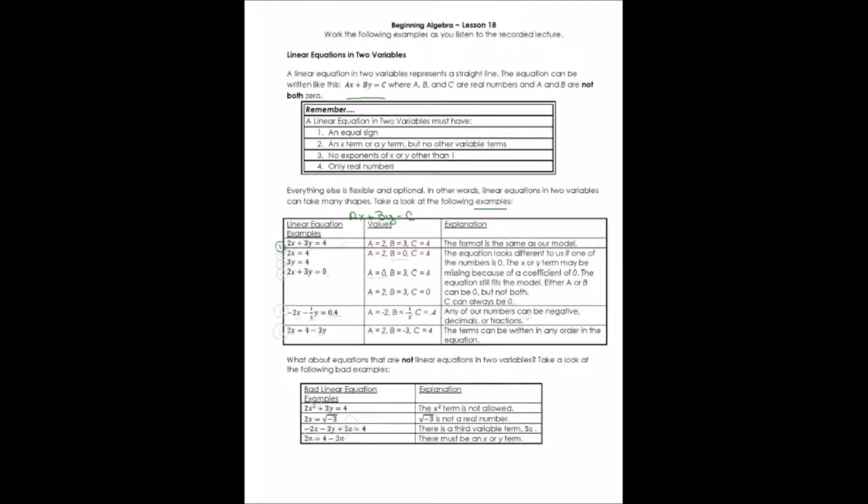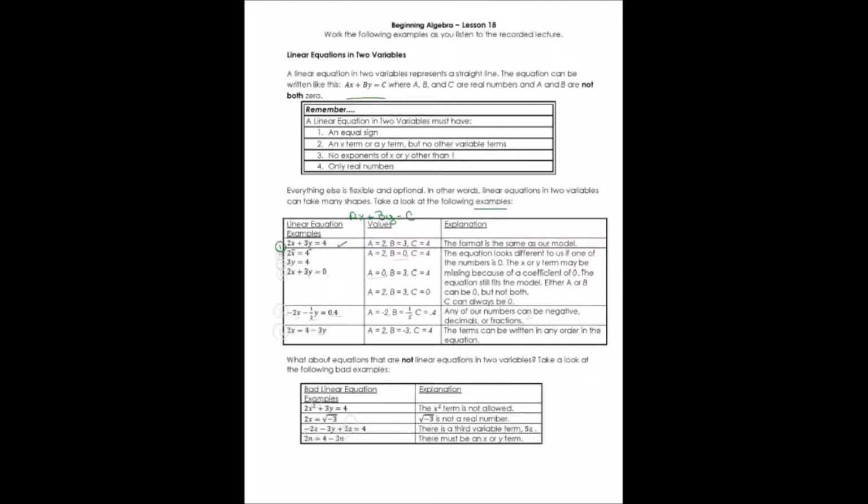Example number 1, 2x plus 3y equals 4. What I'm asking is, is this a linear equation in two variables? A would be equal to 2. It's the coefficient of the x term, so it's a 2. B is equal to 3. It's the coefficient of the y term. And C is equal to 4. It's the exact same format as our model. This one checks. It definitely is a linear equation in two variables. Let's look at another example.